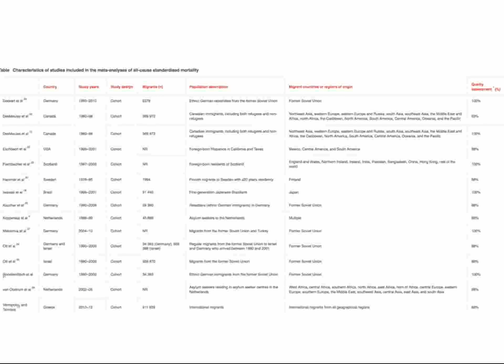And this is a meta-analysis. And we can even see people that migrated from the former Soviet Union to Germany are listed here, and people that migrated from Bangladesh to the UK. And there are people that migrated from Japan to South America.